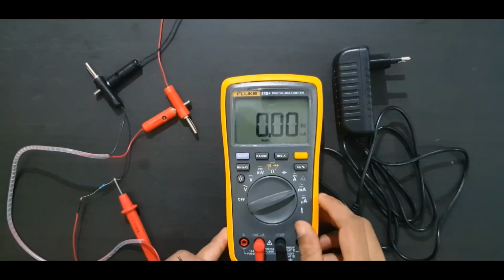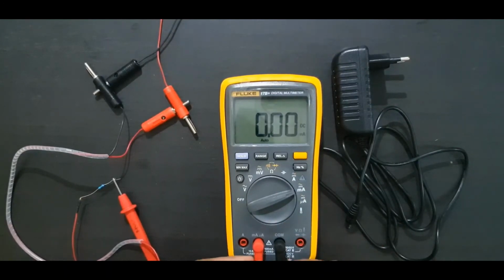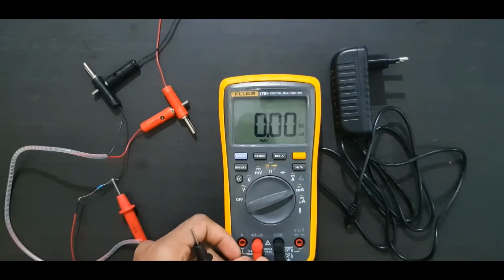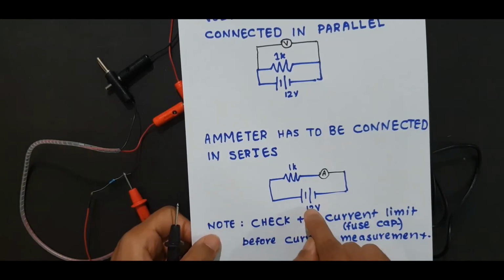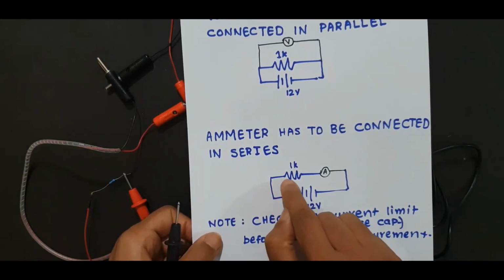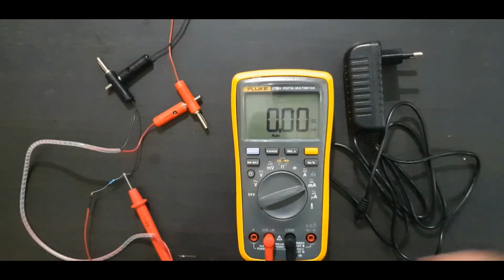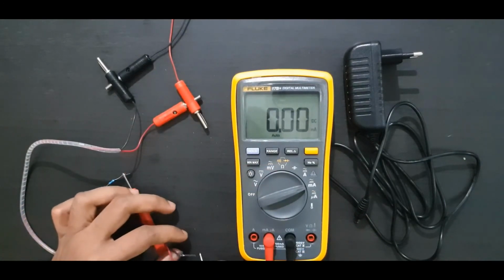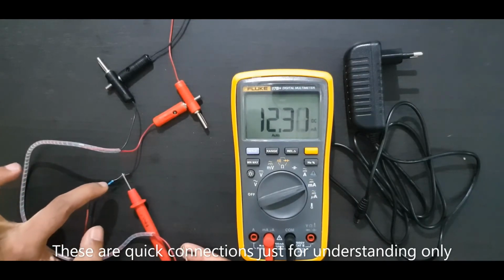Let us measure some DC current. So connect the probes in ammeter range and ammeter mode, and select the option milliamps. So I have connected this circuit, means 12 volts supply connected to 1K resistor, and the ammeter is connected in series right now. So this is how I have connected. We have the resistor here.